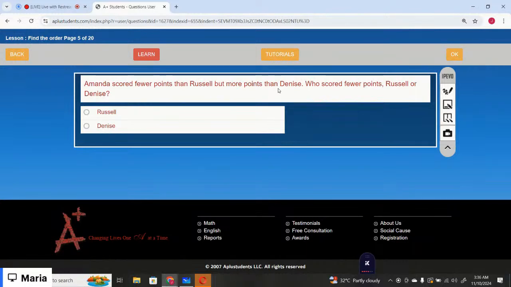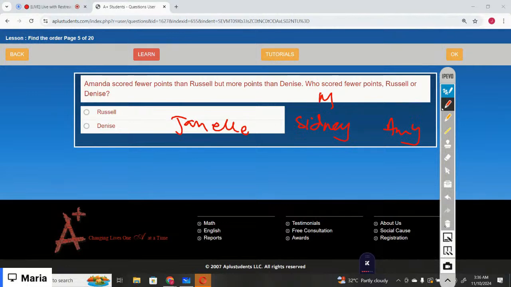Amanda scored fewer points than Russell, but more points than Dennis. Who scored fewer points, Russell or Dennis? So Amanda scored fewer than Russell. So that means Russell earned more points than Amanda, but more points than Denise. Who scored fewer points, Russell or Denise?